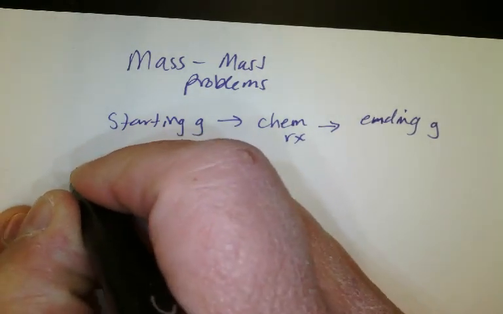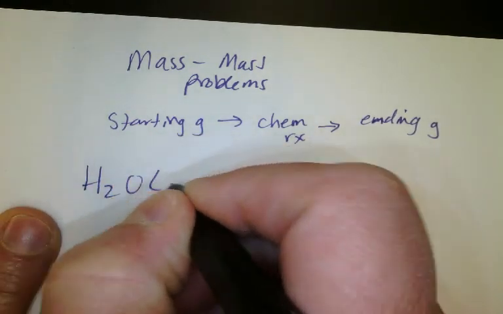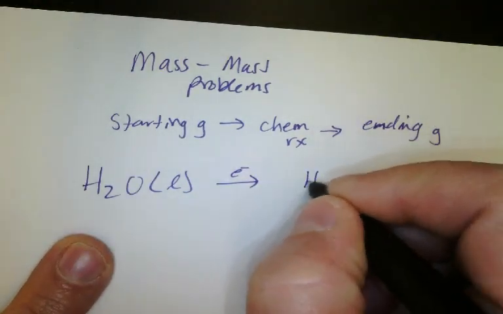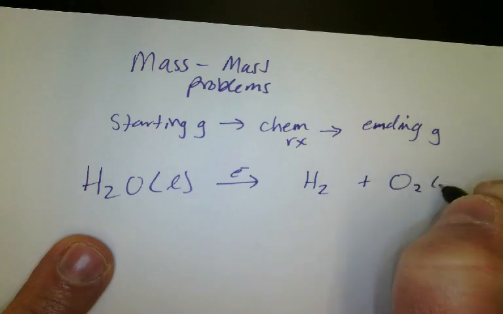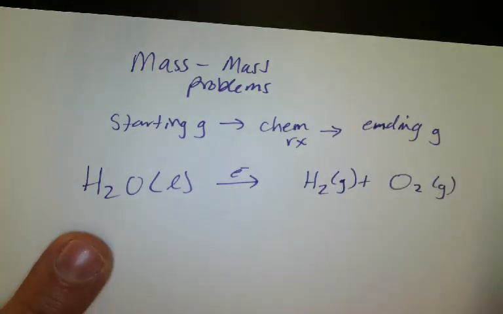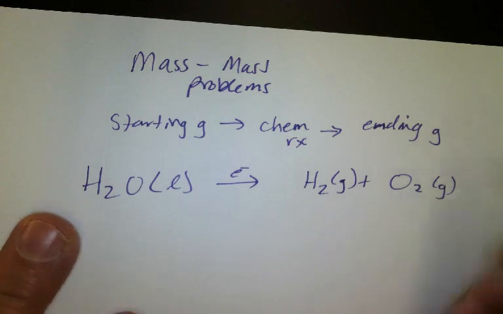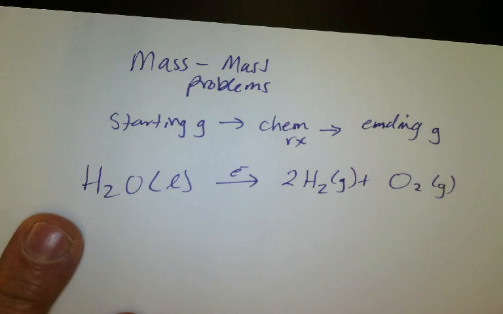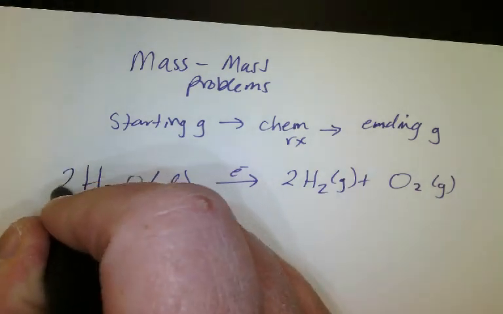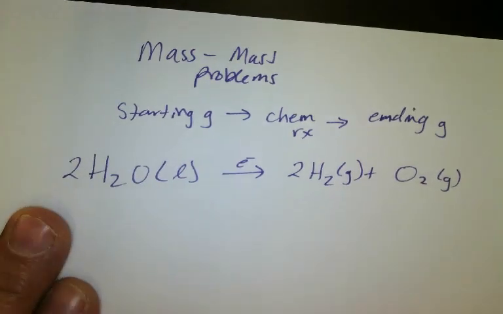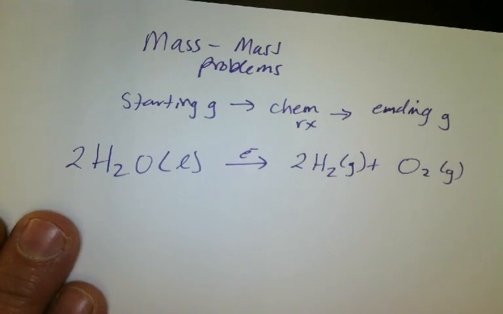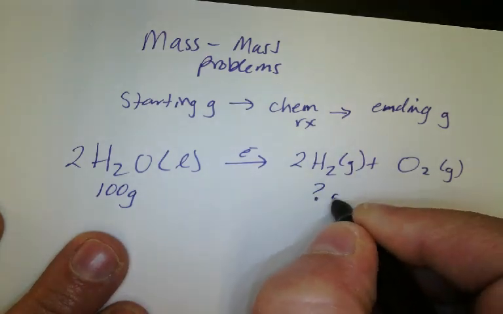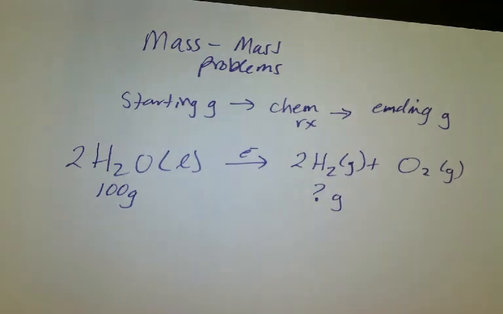Earlier this year, you took some water, and it was a liquid, and you electrocuted it, and you made two gases. You were very excited about this. You discovered that when you went through this reaction, you made twice as much hydrogen as you did oxygen. So now, today, if we start with 100 grams of water, you can actually calculate exactly how many grams of hydrogen you're going to make.